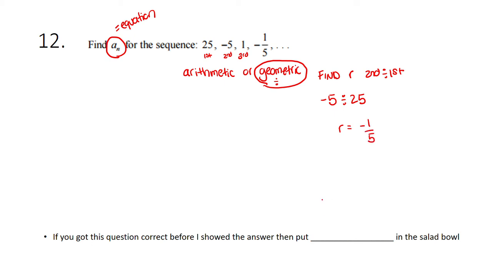-1/5. Now, it doesn't ask us to find the sum, or a term in the sequence. So we have to use our geometric sequence equation, which is a1 times r to the n minus 1. All we have to do is plug in the a1 and plug in the r, because we don't know what n is, so we're going to leave n. So our equation is 25 times, sometimes it helps to put this in parentheses, -1/5 to the n minus 1. That's it.